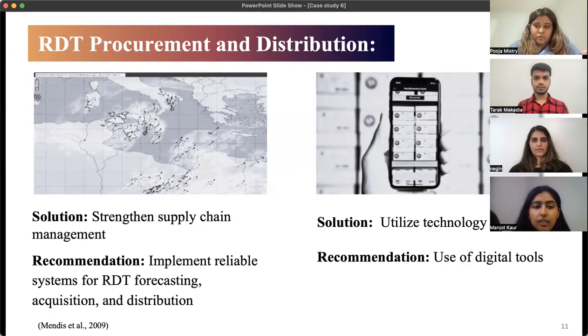Form alliances with trustworthy suppliers, streamline inventory control, and enhance transportation logistics. Second is to utilize technology. It is advised to investigate the use of digital tools to increase data accuracy, streamline the procurement and distribution process, and provide real-time monitoring. Examples of such tools include inventory management software and mobile applications.